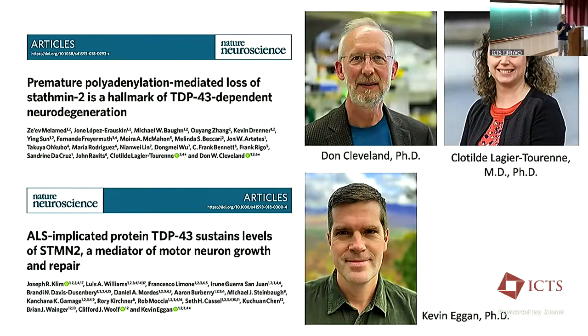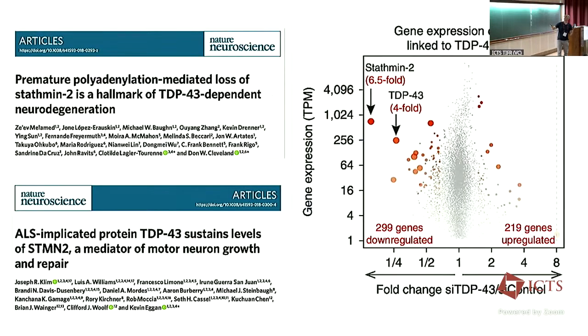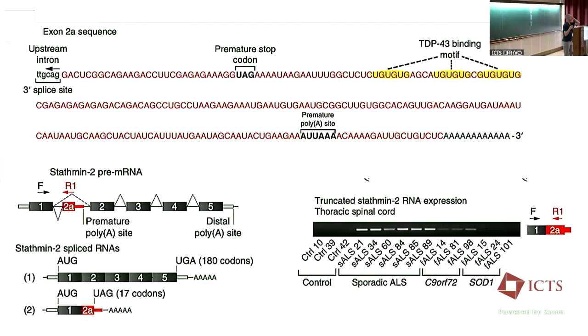This is a highly expressed neuronal gene. It's among the most highly expressed neuronal genes. It's a TDP-43 target. But unfortunately, in its first intron, there is a cryptic exon, exon 2A. And then there's a premature stop codon and a premature polyadenylation site. And there are TDP-43 binding sites. So exon 2A is here. Normally, this gets repressed. But when TDP-43 is absent, this cryptic exon gets inserted. And because there's a premature termination codon and a premature polyadenylation signal, you make a truncated RNA.